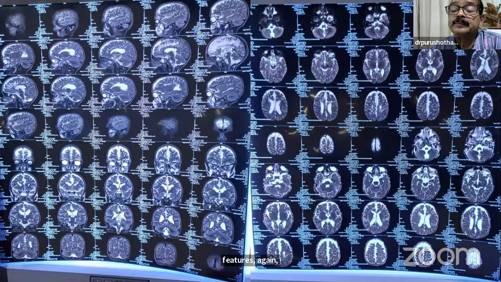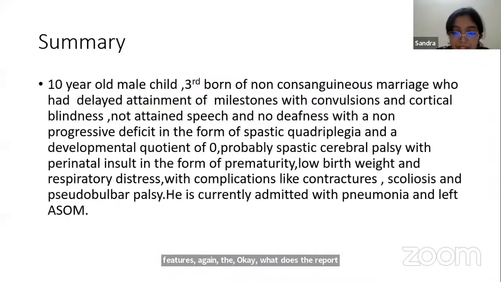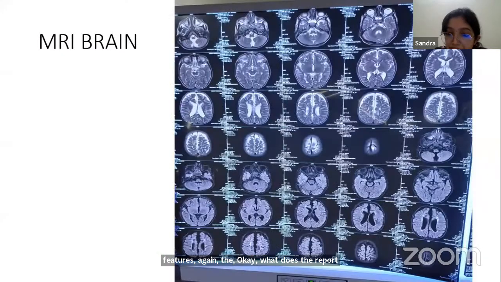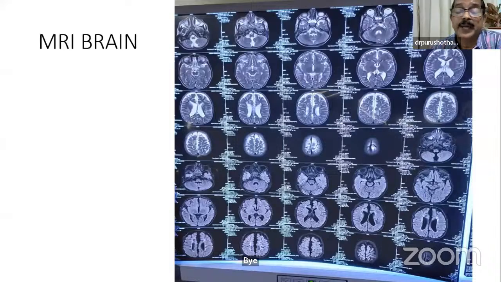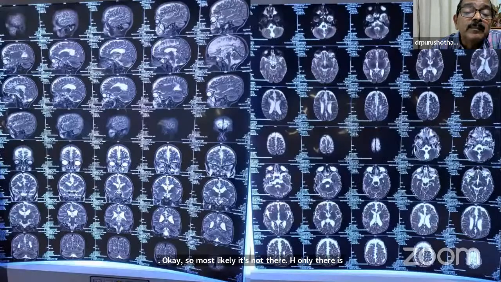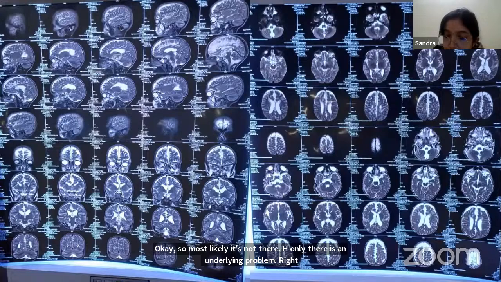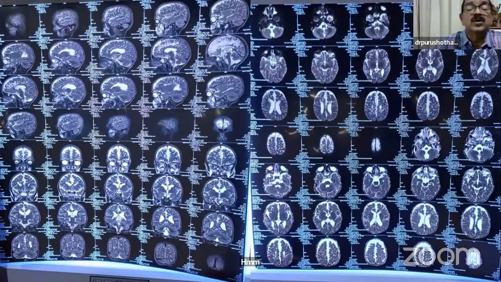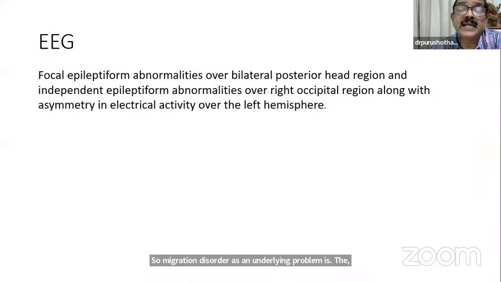What was the report? The report says periventricular leukomalacia with cerebral atrophy, dilatation of the lateral ventricles and prominence of the posterior horns of the ventricles. There is thinning of the corpus callosum. Right. So most likely it's not HIE only; there is an underlying problem that must be responsible for the intractable seizures, including myoclonic seizures. So migration disorder as an underlying problem. Go to the next slide.